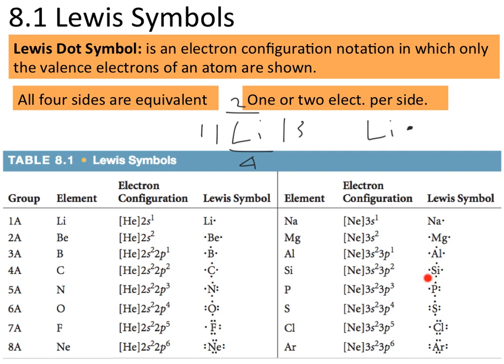And it's not until we get to phosphorus that we notice that we start the pairing up process. So just like we would apply the rules in terms of not filling orbitals with pairs of electrons if there's empty orbital seats, we're going to apply that thought process here when we write our Lewis dot symbols.